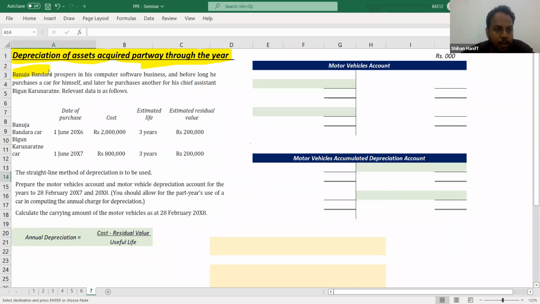Vanuja Bandara prospers in his computer software business, and before long, he purchases a car for himself, and later he purchases another for his chief assistant, Bigun Karunaratne. Relevant data is as follows: date of purchase, cost, estimated life, estimated residual value.